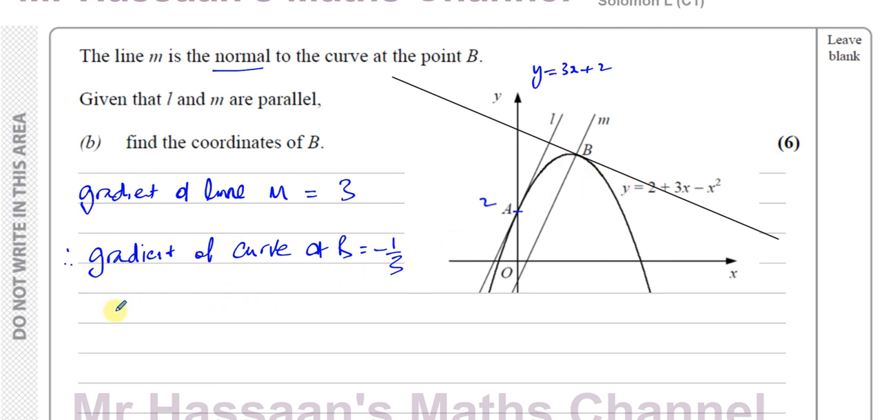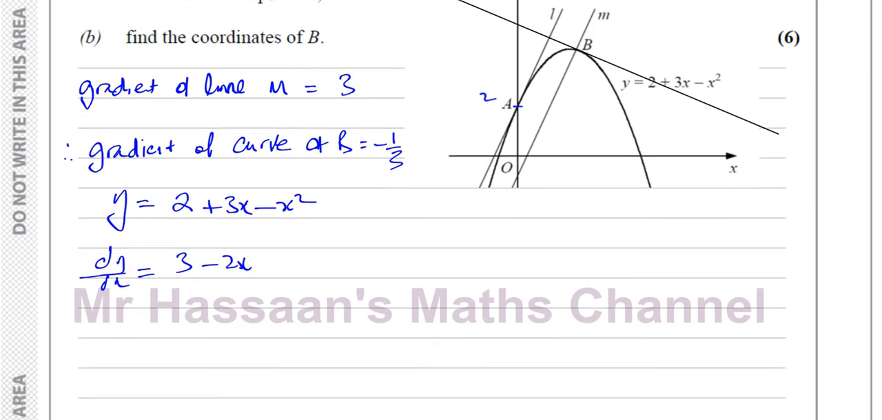So if we can find where the gradient of this curve is equal to negative 1/3, we can find the coordinates of B. Okay, so again, we've got y equals 2 plus 3x minus x squared. We already found dy/dx, which is pretty simple to find. It's going to be 3 minus 2x. In fact, we actually needed to find the gradient at A, so we found it already. It's not too difficult to find it again. So dy/dx equals 3 minus 2x.